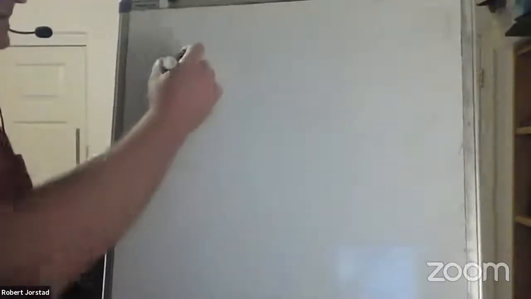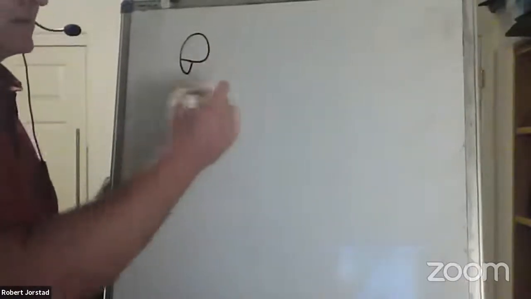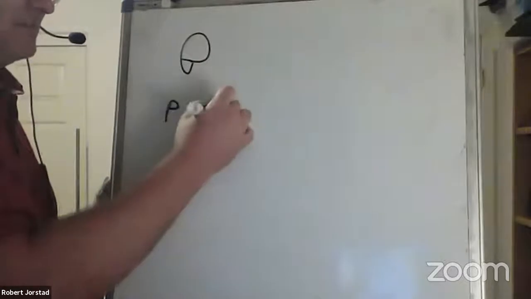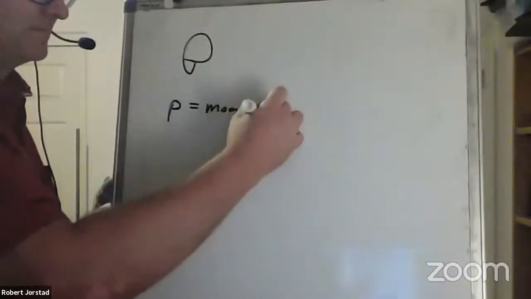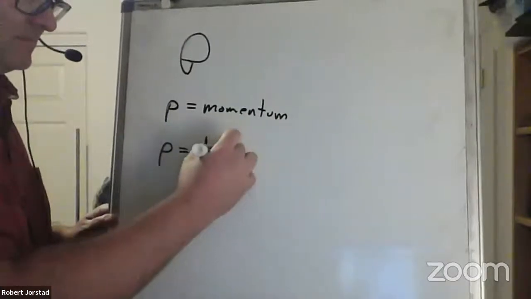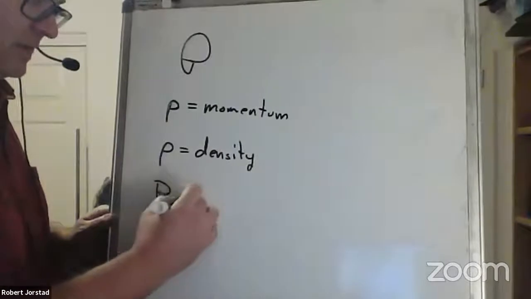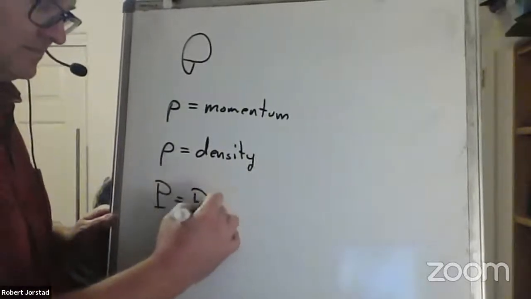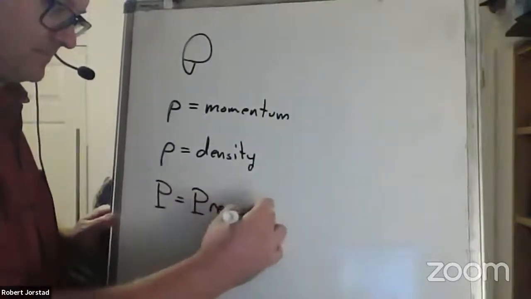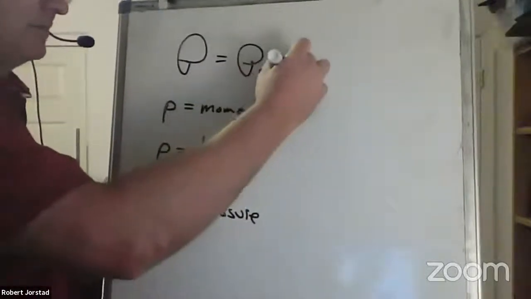So in this case, power, I usually draw it as a bubbly P, just because P is going to be momentum. Rho is going to be density. Capital P is going to be pressure. So bubbly P is power.